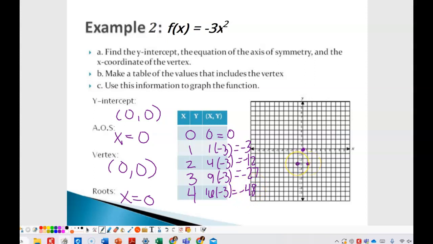So this graph is very, very narrow. And once again, I have a single repeated root.